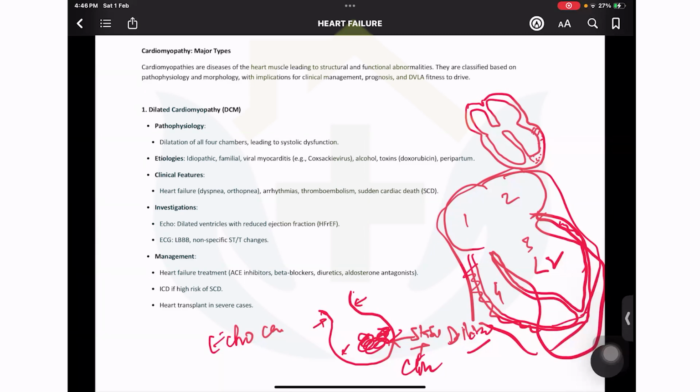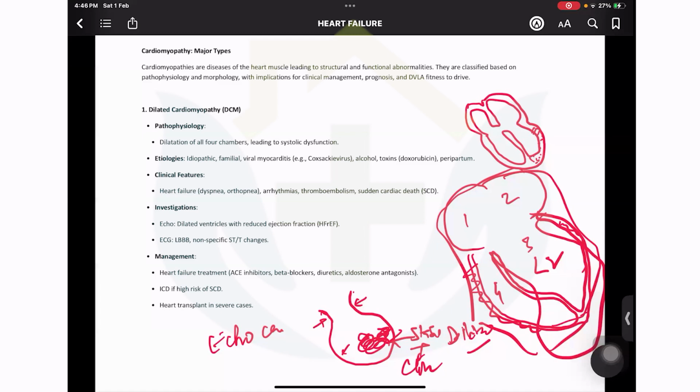In ECG, because the left ventricle is stretched so much, the His bundle will also be stretched. Purkinje fibers will also be stretched. So the signal that is coming from the SA node to the AV node and then to the His bundle and Purkinje fibers to the left side of the heart will reach late. And because this conduction reaches late on the left side of the heart, it leads to a left bundle branch block pattern in the ECG. There can be non-specific changes in the ECG, ST-T changes, because of the dilation.